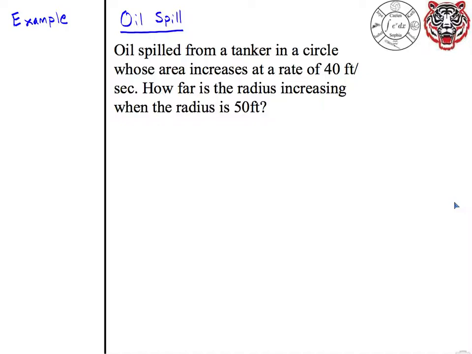Wait, did you mean to say how far is the radius increasing when the radius is 50 feet? Yeah. This is very similar to the types of questions that you will see on the AP tests. They give you very little information. You have to find most of it yourself.